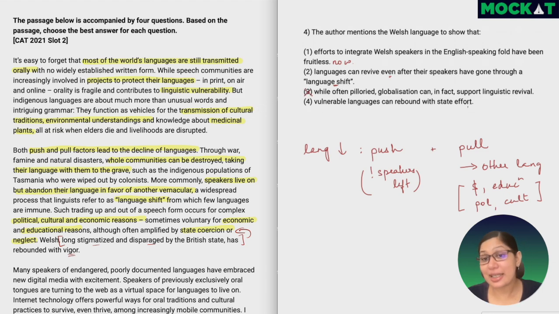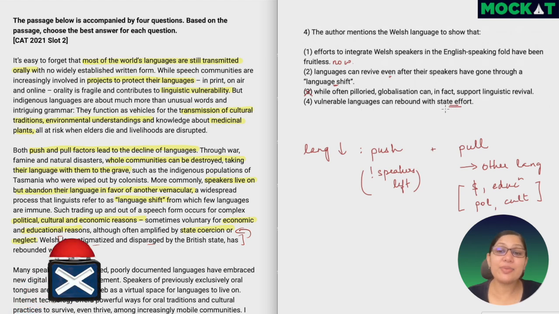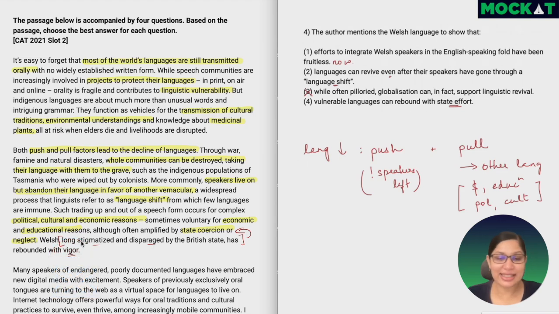Vulnerable languages can rebound with state effort. This seems so correct, except for this last part, right? So remember my 80-20 elimination. It's not the state which is getting it to rebound. In fact, the state was the one that was trying to ensure that people are not speaking the language, right, for long. So this second part is completely wrong. Vulnerable languages can rebound. If it was something like can rebound despite state coercion, it would have been perfect, right? But this is factually wrong.